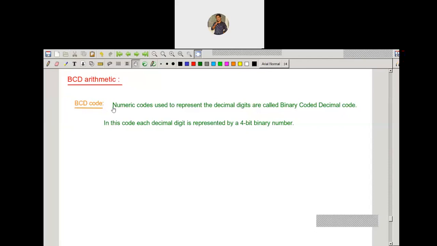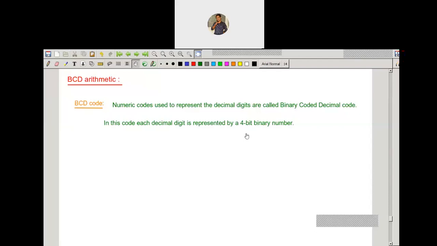It is a numeric code used to represent the decimal digits. That is, we are going to represent every decimal digit by using numeric codes, nothing but zeros and ones. So basically it is a binary coded decimal. BCD stands for binary coded decimal. It means each decimal digit is represented by using zeros and ones, that is binary numbers, right? In this code, each decimal digit is represented by a 4-bit binary number.